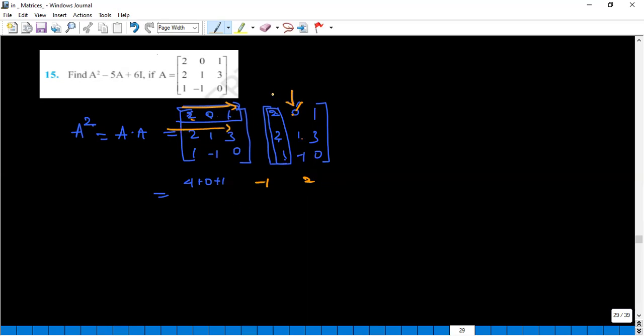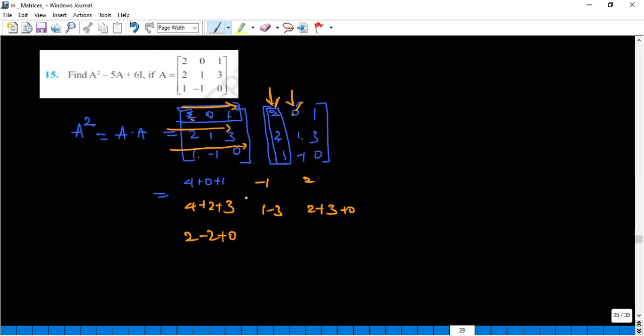Then second row with the first column: 2 into 2 is 4, plus 1 into 2 is 2, plus 3 into 1 is 3. Second row with the second column: 2 into 0 is 0, 1 into 1 is 1, plus 3 into minus 1 is minus 3. I will write minus 3 here. Then second row, third column: 2 into 1 is 2, plus 1 into 3 is 3, plus 3 into 0 is 0.